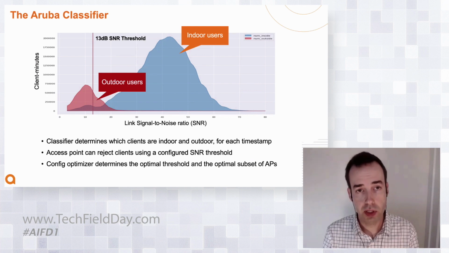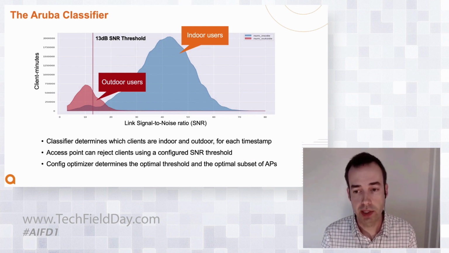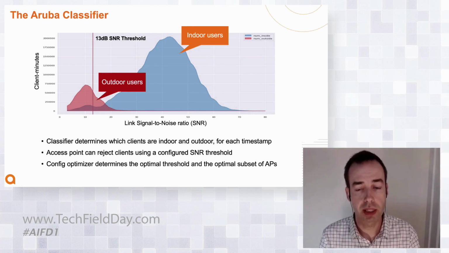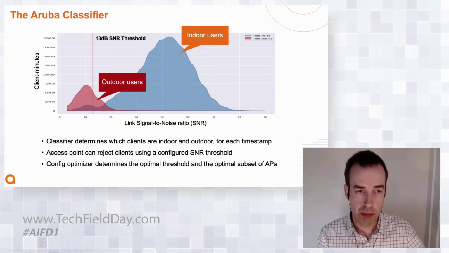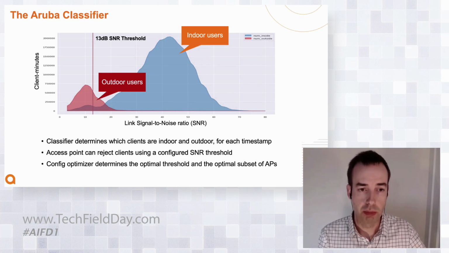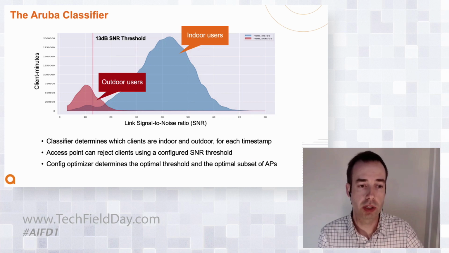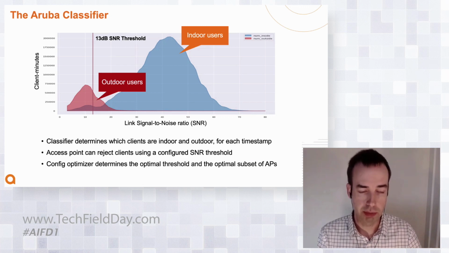The classifier itself is trained on a golden data set that we have labeled by collecting data in actual physical locations that took a representative sample of our customer space. The classifier is trained, and then it runs in the cloud at every instant of time to decide whether the client is indoor or outdoor. The access points themselves that are on-premise are not able to run this model, but what they can do is they have a configuration knob that allows us to set a threshold of a certain signal-to-noise ratio below which it should not accept new clients.